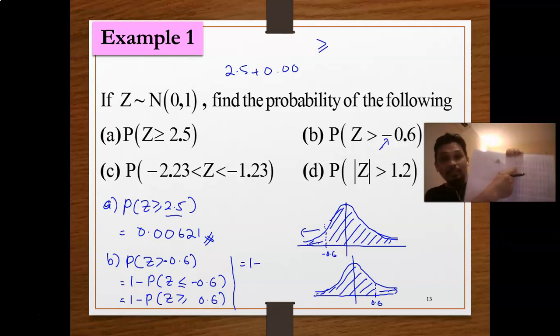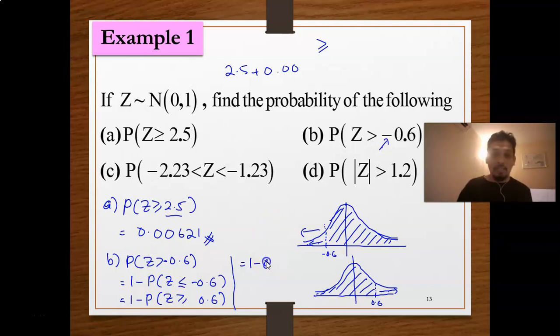0.2743. Again, Z equal to 0.6 plus with 0.00, which is the intercept with 0.6, and it is 0.2743. Okay, 0.2743, and 1 minus that is equal to 0.7257.